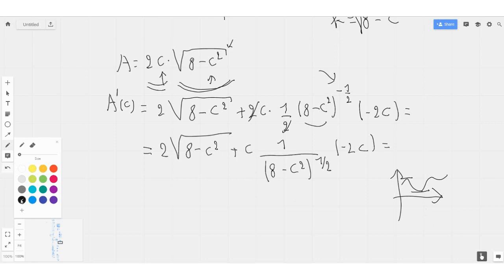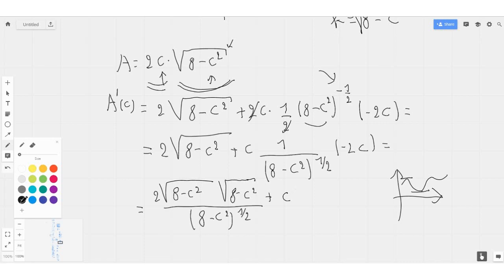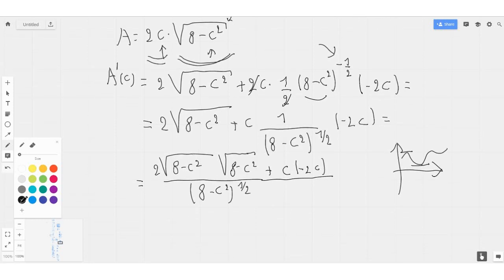Okay, so let's first find the common denominator. Common denominator will be 8 minus C squared to this power, which will be a square root. So that means that here we have to multiply 2 times 8 minus C squared. We have to multiply by itself, because this denominator will be the same as saying times square root of 8 minus C squared. So this is the first part, plus C minus 2C. So let's leave it like this for the time being. Alright. So let's see what we can do at this point.